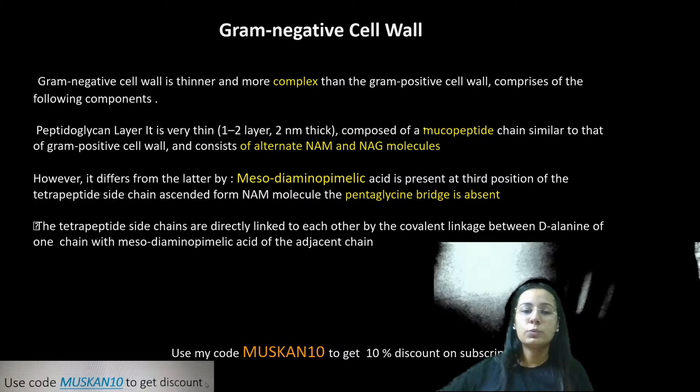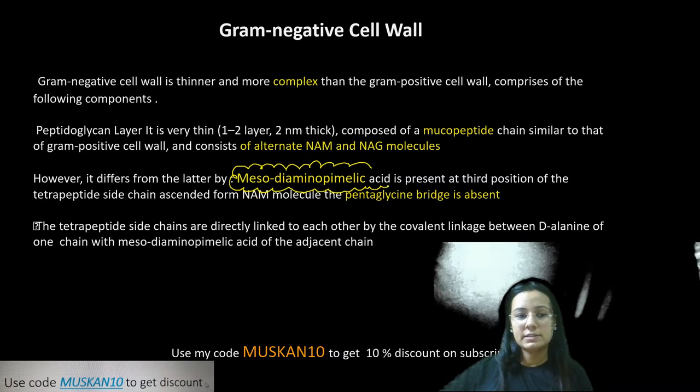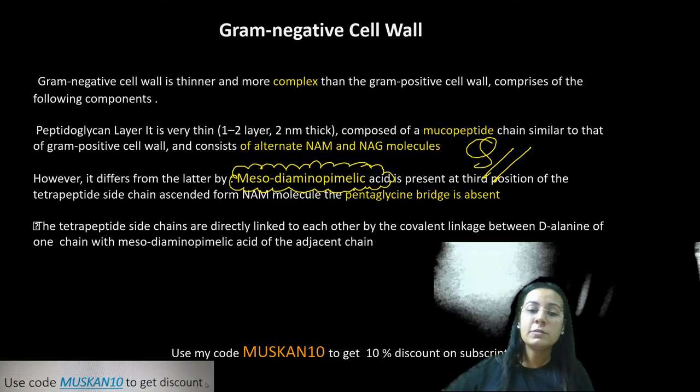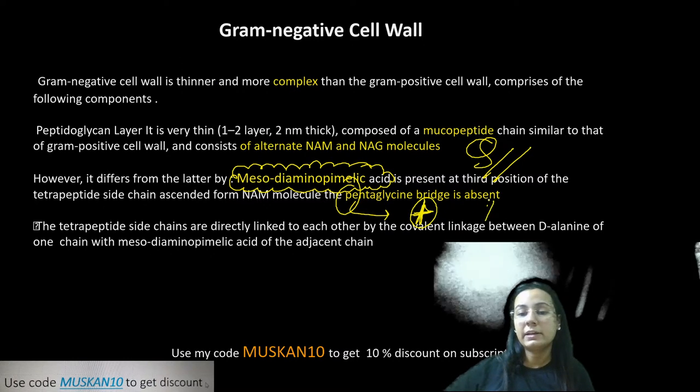Now, one thing to remember is that meso-diaminopimelic acid is present in the tetrapeptide chain of the gram negative cell wall, which is not present in the gram positive. Also the pentaglycine chain is present in the gram positive, not in the gram negative.